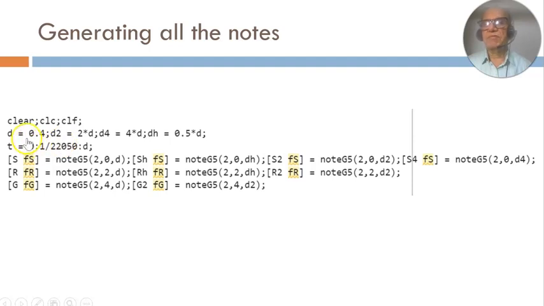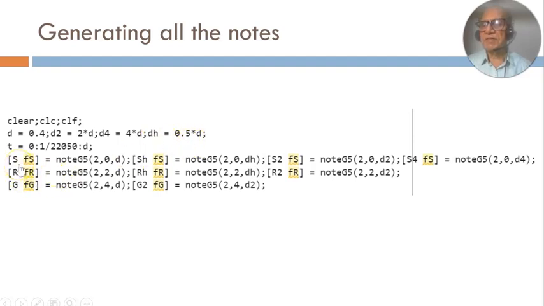First of all, we define our durations. D is equal to 0.4 second. That is the reference duration. It could be something else also, but in this example we have taken D equal to 0.4. D2 is double that, so 2 times D. D4 is 4 times D, and DH is half of that, so that is 0.5 D. Using these various durations, we can generate notes of varying durations.